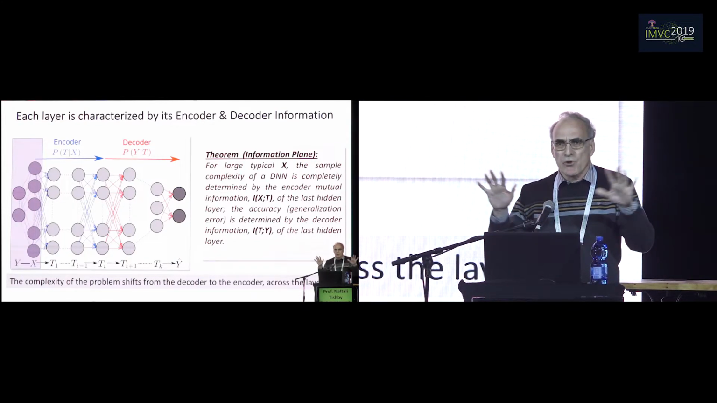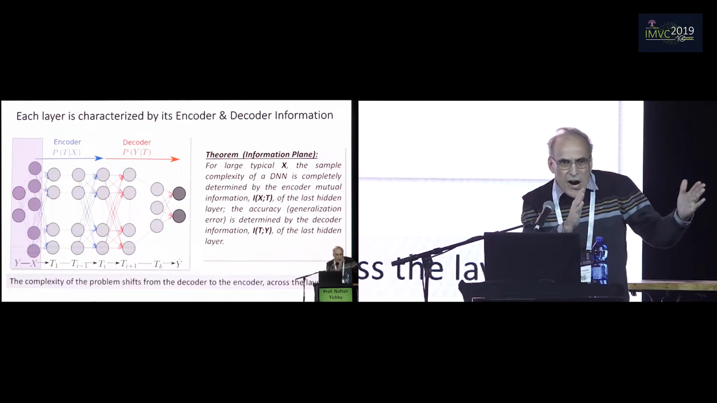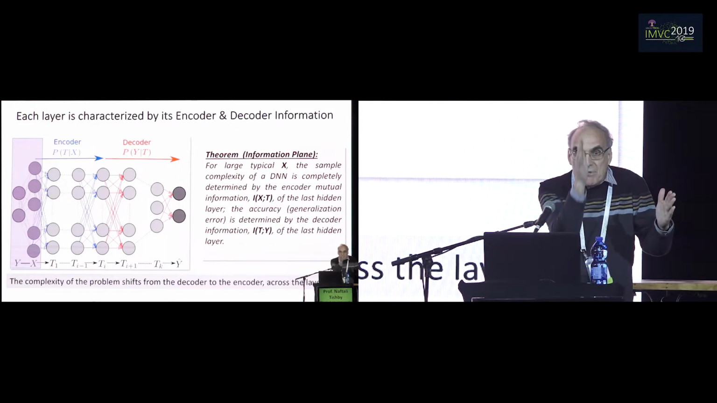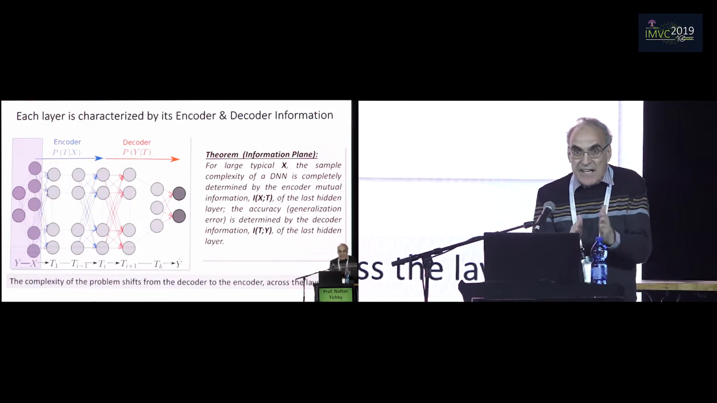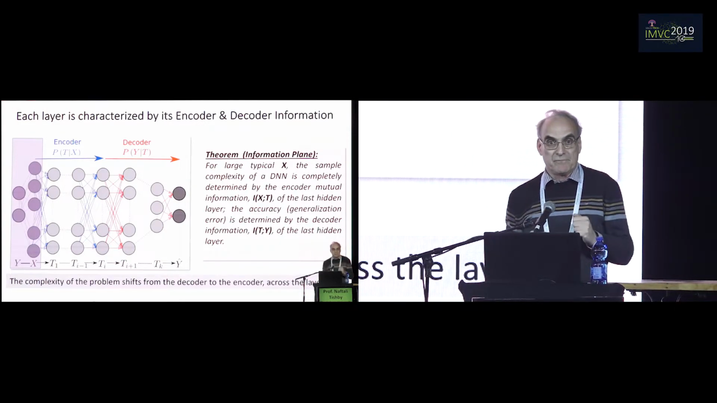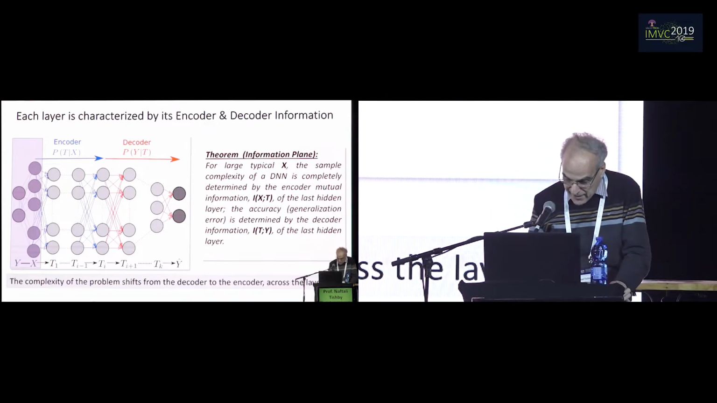The two numbers are the mutual information of the encoder and the mutual information of the optimal decoder. Now, I'm not sure all of you remember what mutual information is. Just think about how many of the bits that are in the input are really preserved in the layer, and how many of these are actually used to predict the label. And I argue that these two numbers really tell you the whole story eventually.